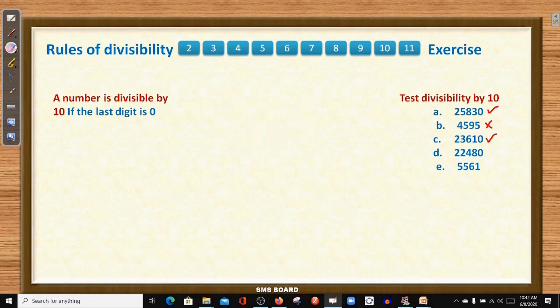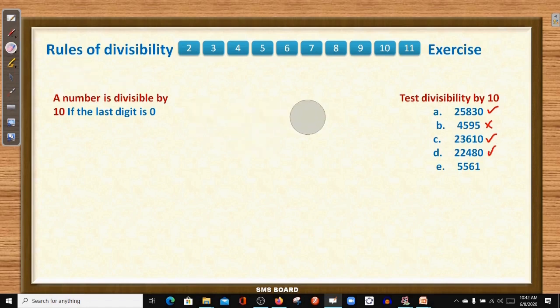Now fourth problem, 22,480. This number is divisible by 10 by the rule because the last digit is 0. So this number is divisible by 10.